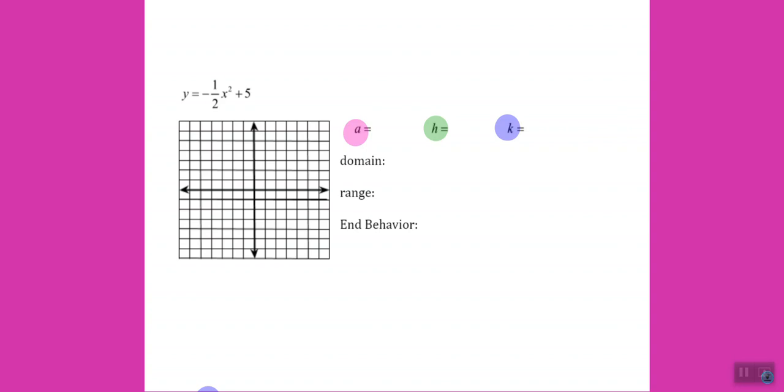Alright, so my A value's still out in front. It's -1/2. Because of this squared up here, I know this is a quadratic function, so it's going to make a U shape.